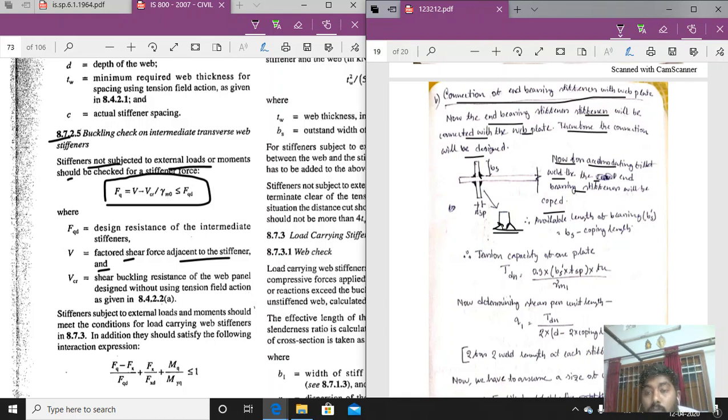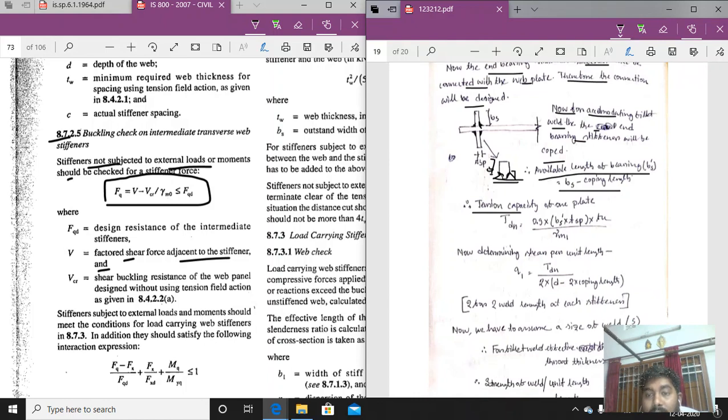So we have to assume some coping length for that. This is the coping length. Okay. So the available length, this will be the now new outstand. So the available length for bearing Bs dash, the extra outstand, equals Bs minus coping length.